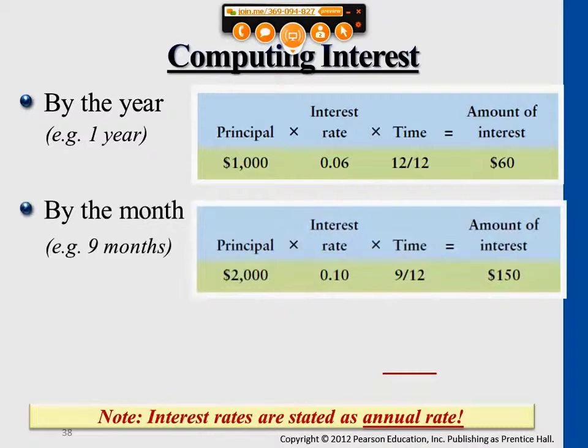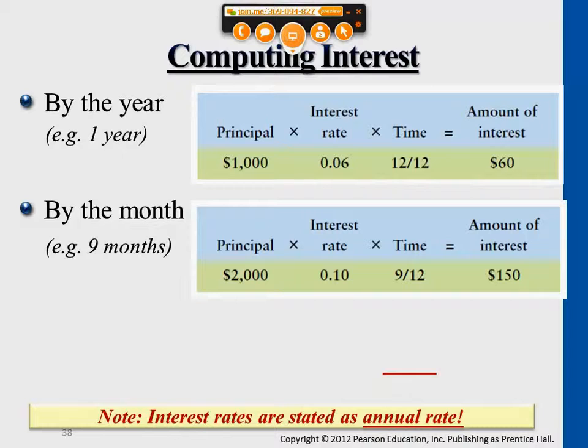Okay, so in this second case here, if it's by month, let's assume you lend $2,000 to another company. Annual interest rate is 10%, but this note is only 9 months long. The due date is 9 months later, so you will not be collecting 10% of $2,000, but only $150. 9 months over 12 months. A year has 12 months. If the note is only 9 months long, then 9 over 12 times the annual interest rate will be the total interest amount that you'll be collecting from the debtor.